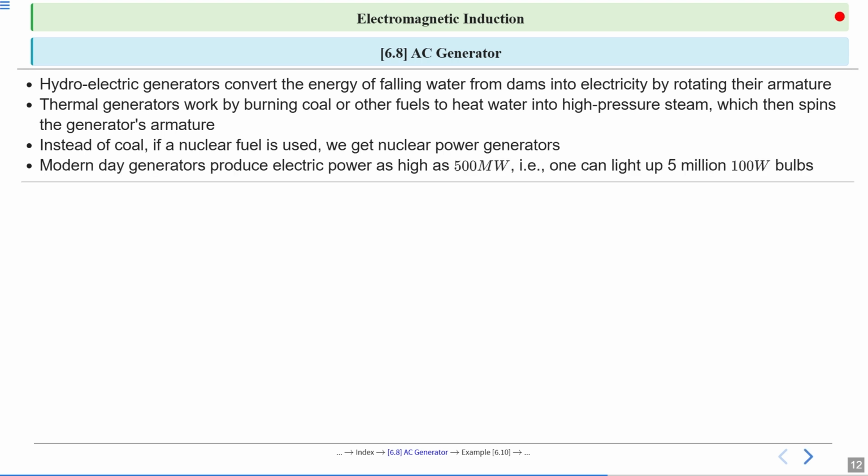Modern day generators produce electric power as high as 500 megawatt. That is, one can light up 5 million 100-watt bulbs. Means modern day generators can produce 500 megawatt power. Means if you take 100-watt bulbs, you can light up 5 million bulbs. That amount of power they are generating.